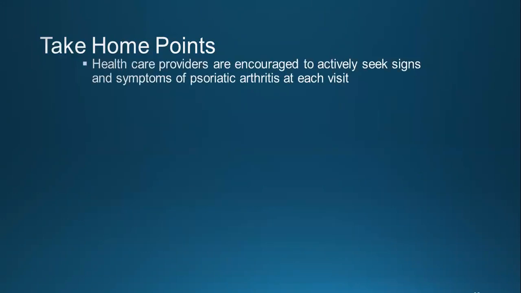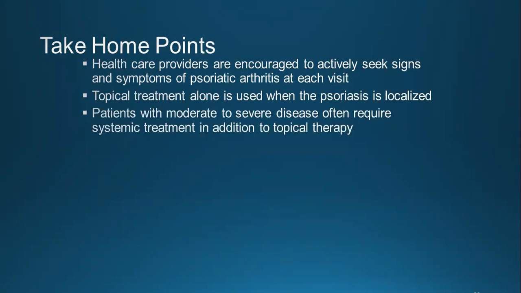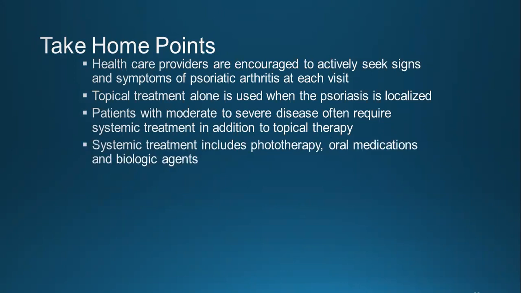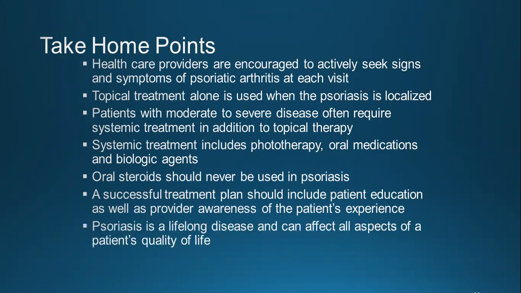Healthcare providers are encouraged to actively seek signs and symptoms of psoriatic arthritis at each visit. Topical treatment alone is used when the psoriasis is localized. Patients with moderate to severe disease often require systemic treatment in addition to the topical therapy. Systemic treatment includes phototherapy, oral medications, and the biologic agents. Oral steroids should never be used in psoriasis. A successful treatment plan should include patient awareness and education, as well as provider awareness of the patient's experience. Psoriasis is a lifelong disease and can affect all aspects of a patient's quality of life.